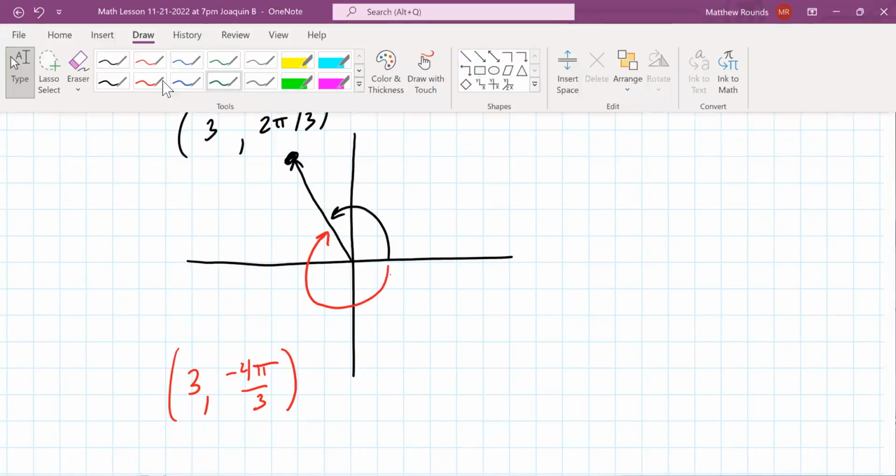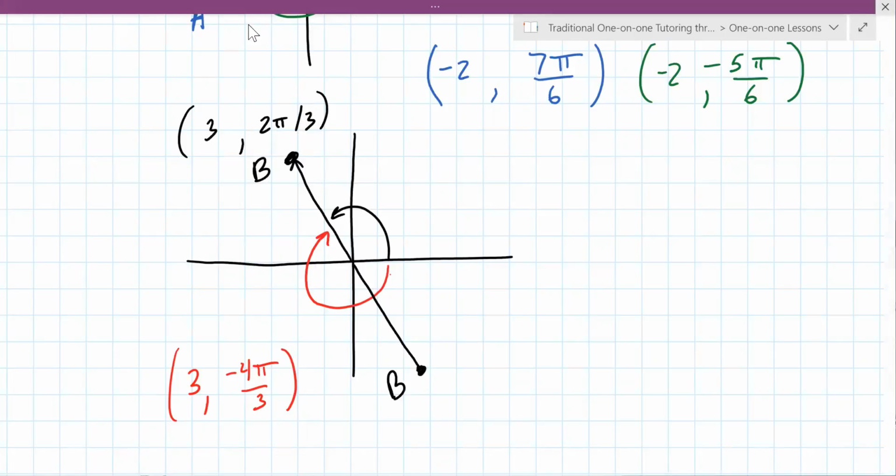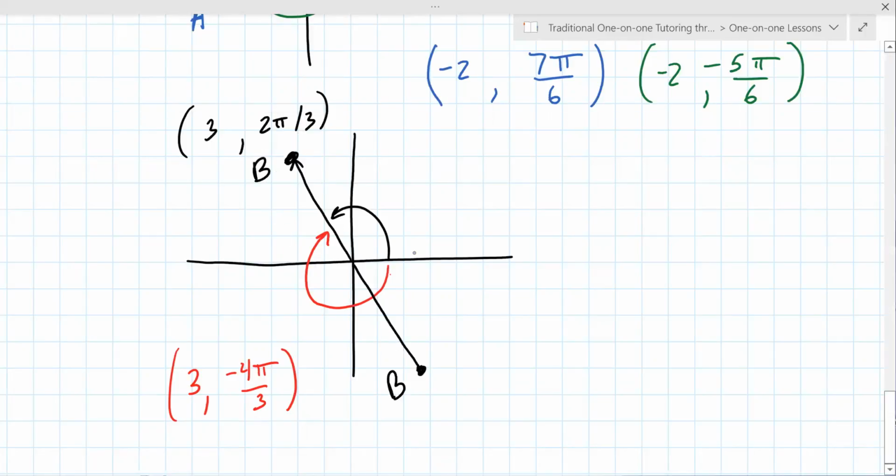Okay. But then to get to the next ones, I'll call this B for the moment. The next ones, you have to almost draw the other position, which is just along the same line. And then you have choices, but you can go positive angle to get there. Then you got to know where that is. So it ends up being 4 pi over 3.